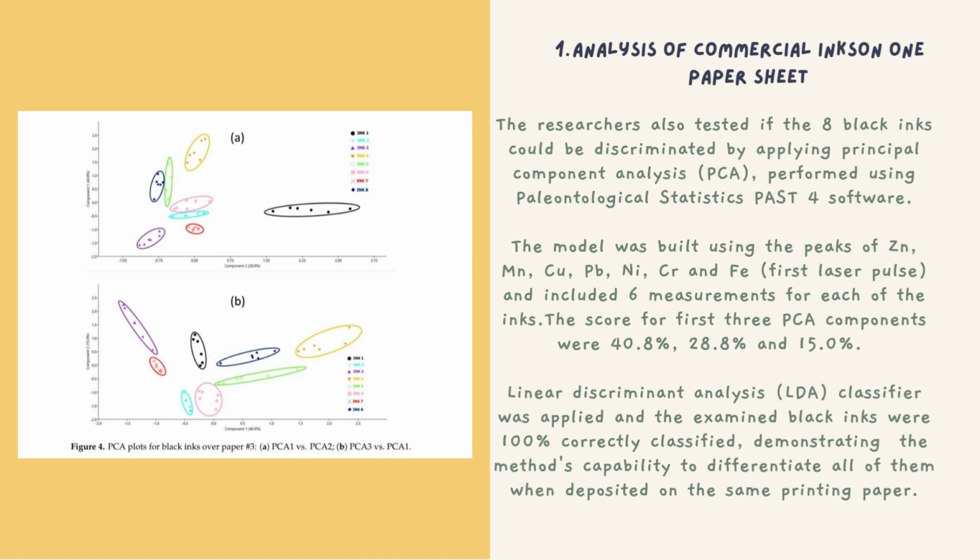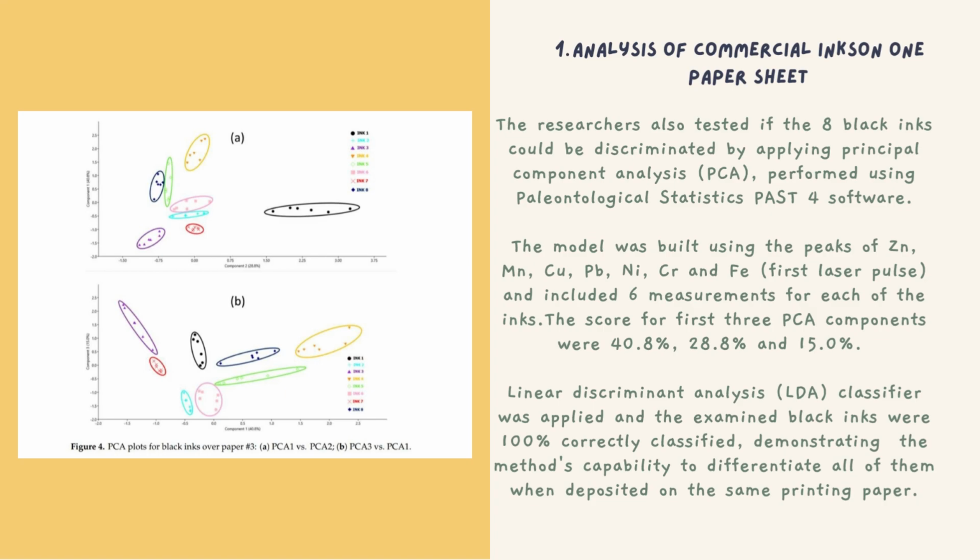The researchers also tested if the black inks could be discriminated by applying principal component analysis, or PCA, performed using statistical software. The model was built using the peaks of zinc, manganese, copper, plumbum, nickel, chromium, and ferrum, from the first laser pulse, and included 6 measurements for each of the inks.